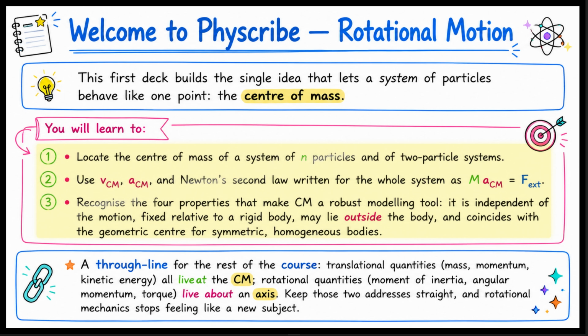You will see how velocity, acceleration, and Newton's second law look when written for the system as a whole, using m a cm equals F external. You will also recognize four properties that make the center of mass a robust modeling tool. It is independent of the motion of the particles. For a rigid body, it is fixed relative to the body. It may lie outside the body. And for a symmetric, homogeneous body, it coincides with the geometric center.